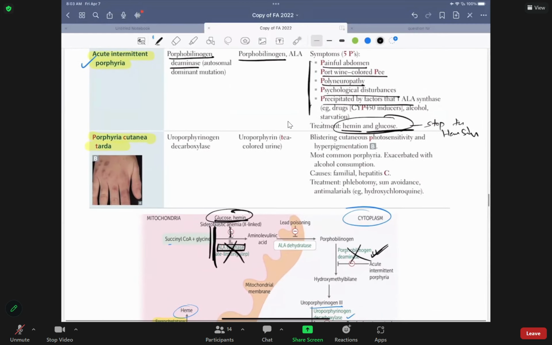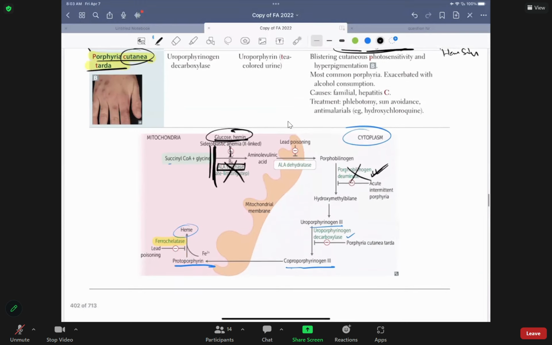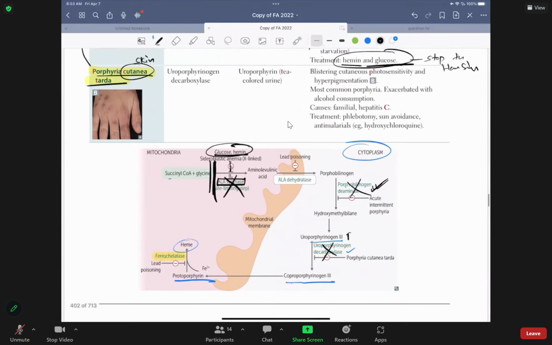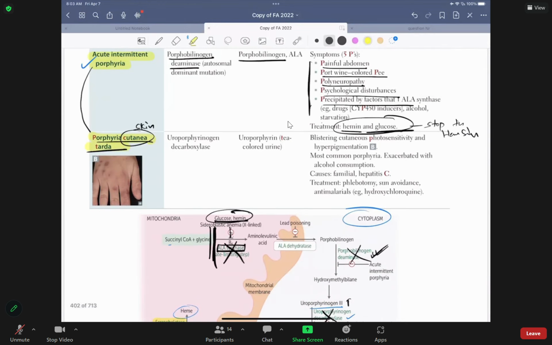Now, the next disease, porphyria cutanea tarda. Very similar to the first disease we just studied, the only difference is they involve the skin. That's all it is. They have skin involvement. The first one, acute intermittent porphyria, doesn't have skin involvement. Is that clear, folks? Look at the enzyme. Next step. This one is gone: uroporphyrinogen decarboxylase. So you back up this. They just have blistering cutaneous photosensitivity and hyperpigmentation. That's the skin, folks. Okay.